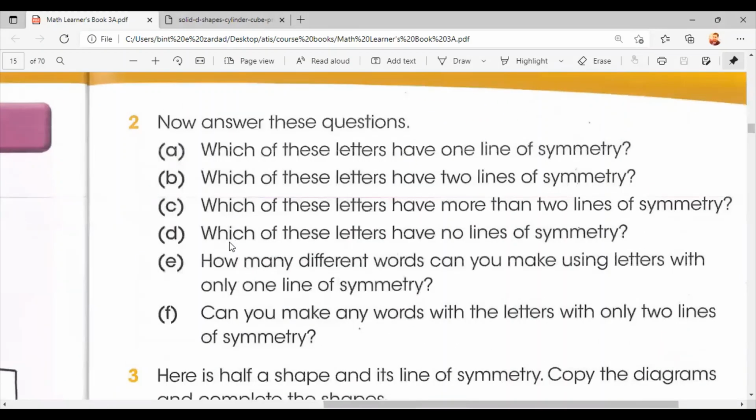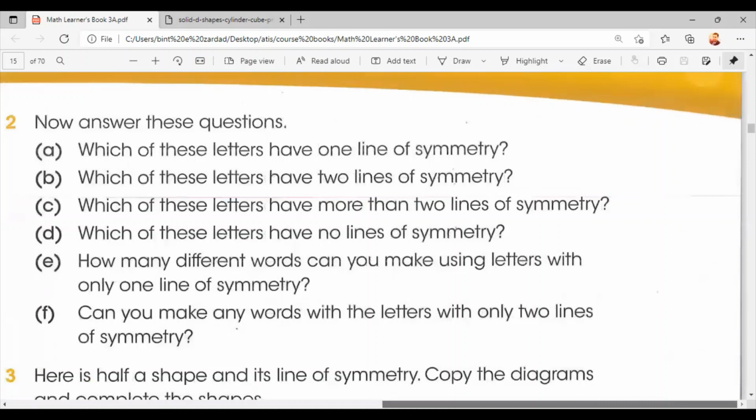Which of these letters have one line of symmetry? Mostly letters like A, B, C, D, E, K, M, T, U, V, W, and Y. Which of these letters have two lines of symmetry? Only three capital letters, H, I, and X. Which of these letters have more than two lines of symmetry? Only one letter, it's O.